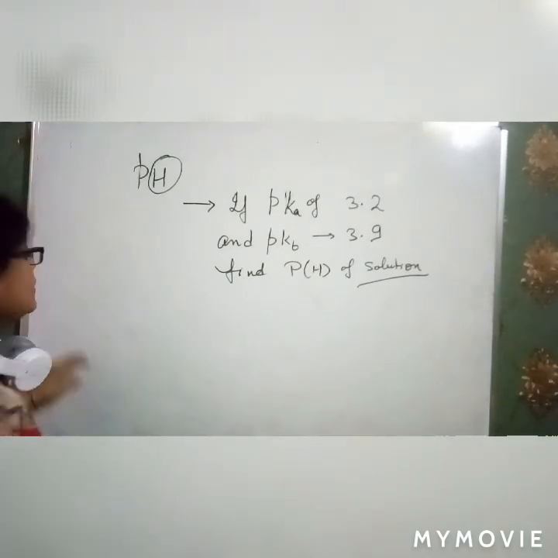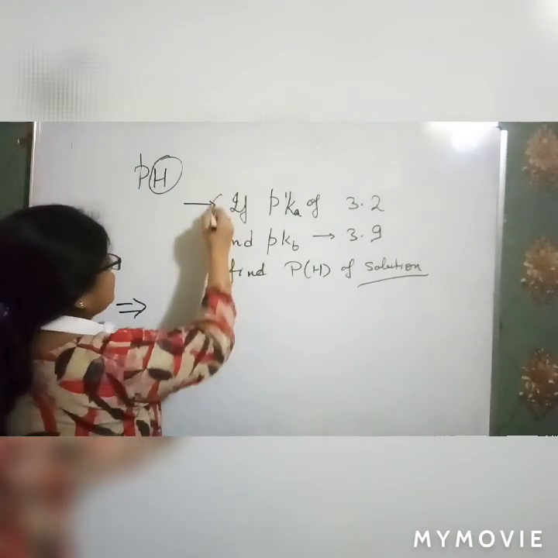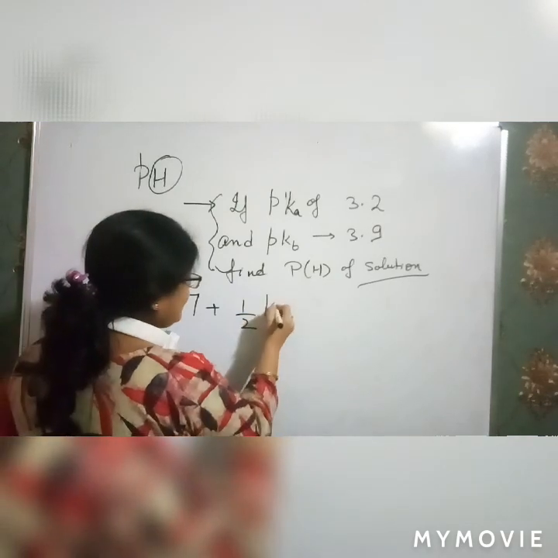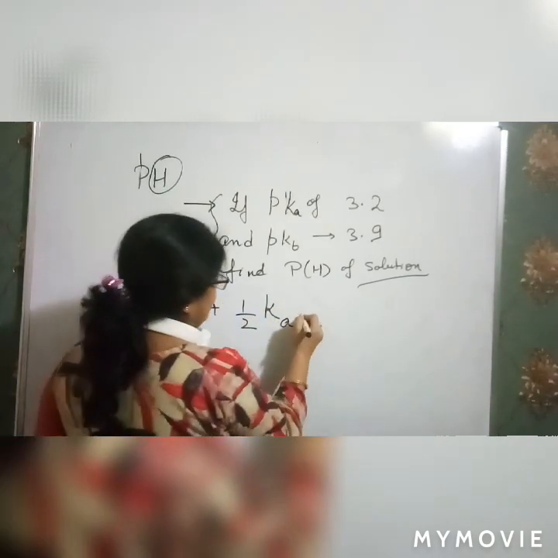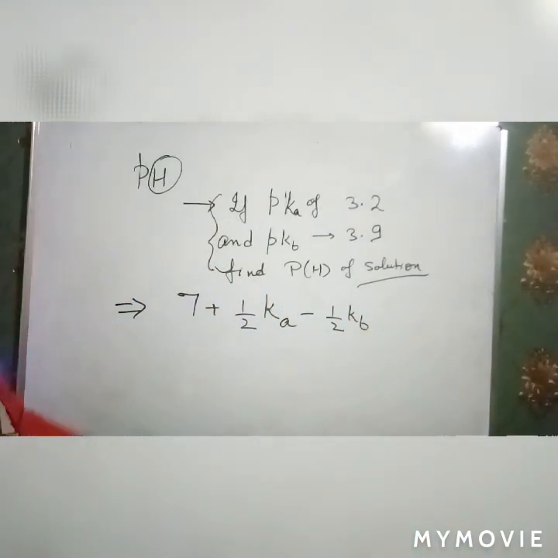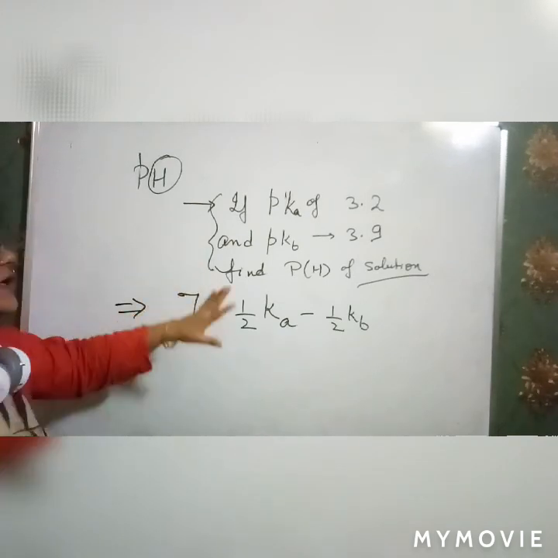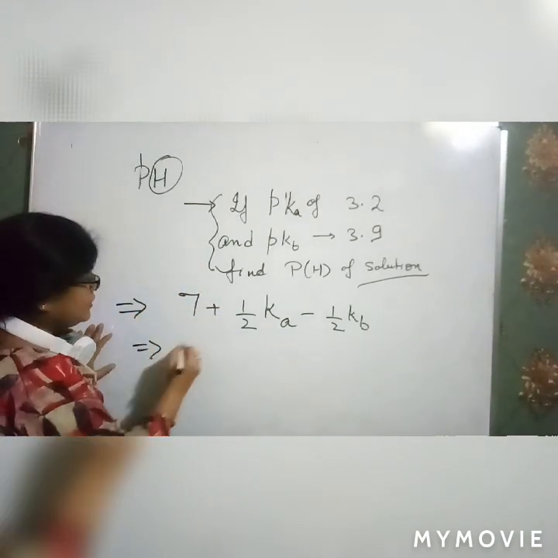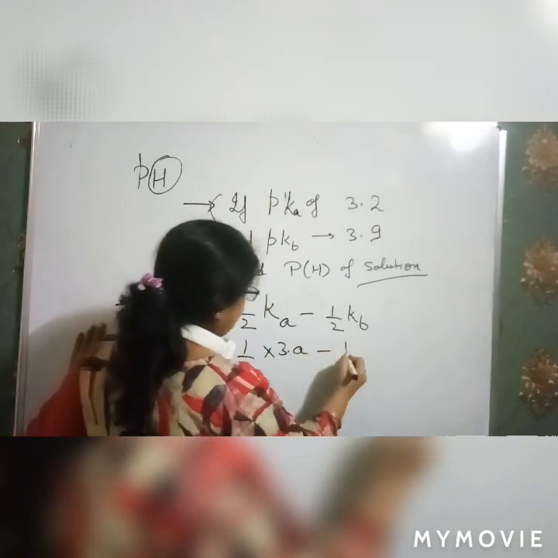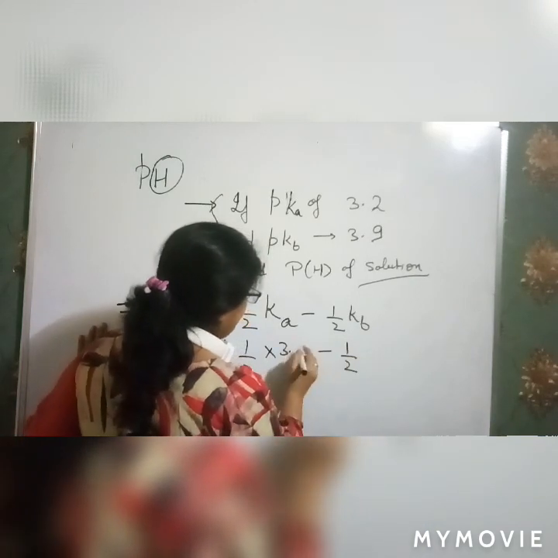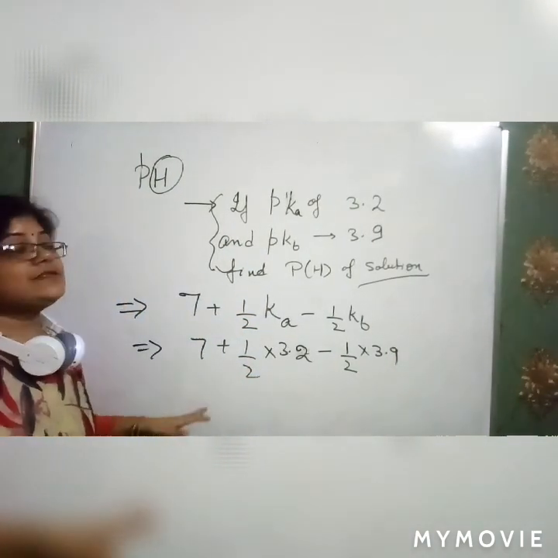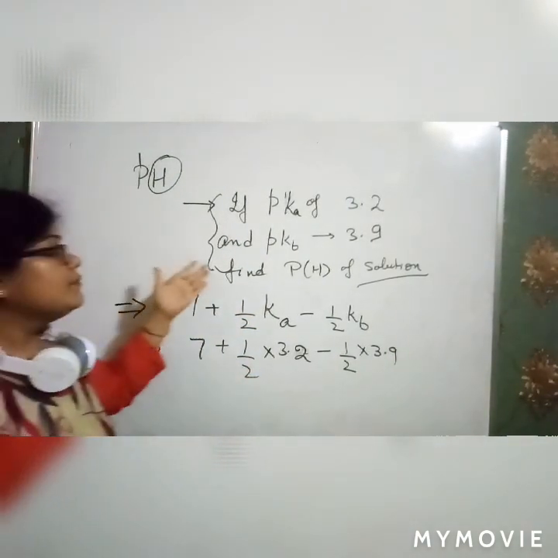In order to solve that, you have the formula, just learn it: 7 plus half of the pH of acid minus half of the pH of base. You just remember this formula, and with the help of this formula you can easily get the pH of the solution. So here we just put the values. For acid we write 3.2 and for base we write 3.9, okay. And after solving this you will get the pH of the buffer solution.